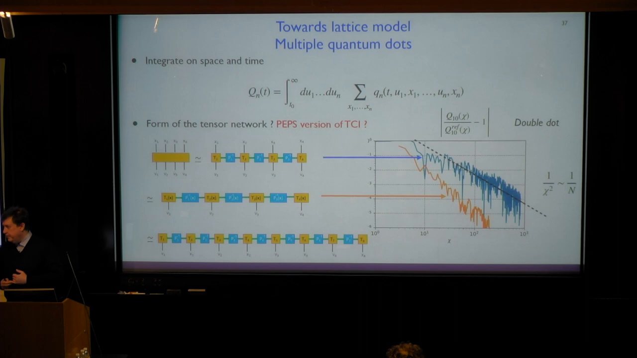And I guess this graph illustrates it. Why is the error not monotonic with the bond dimension? Why does it go up sometimes as you increase? I don't know. Maybe you. Yeah.